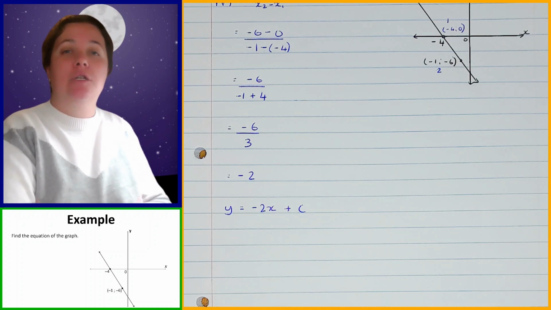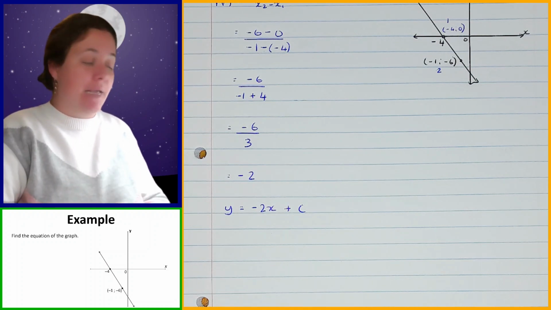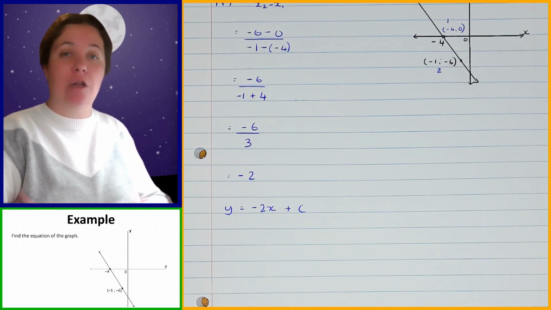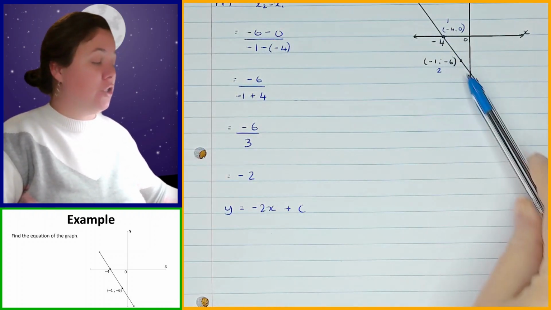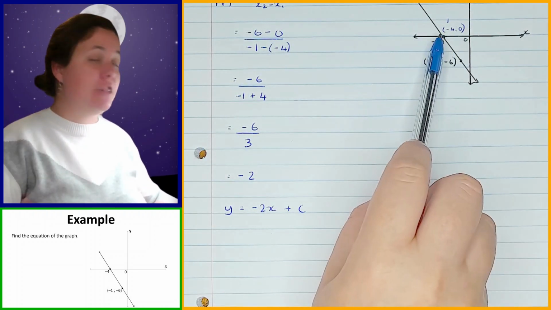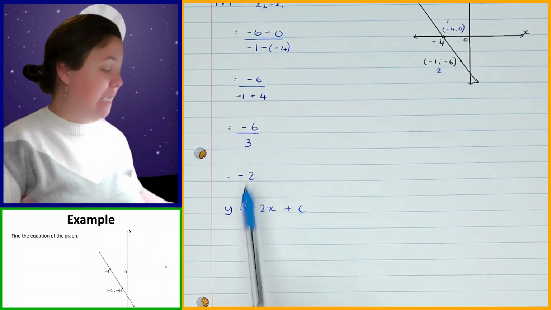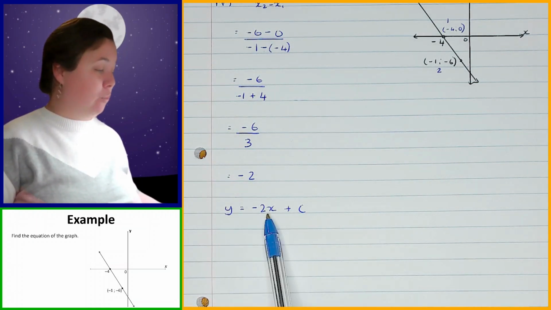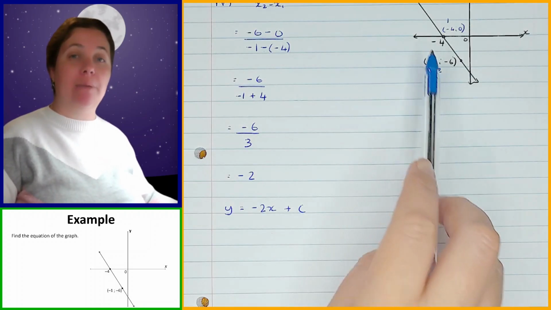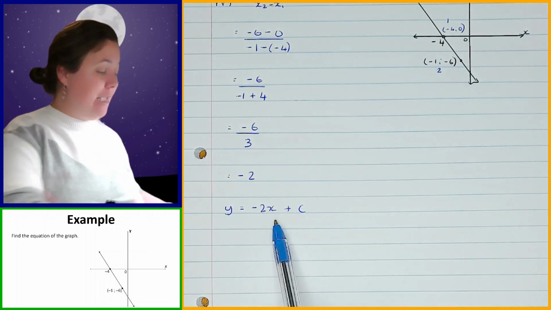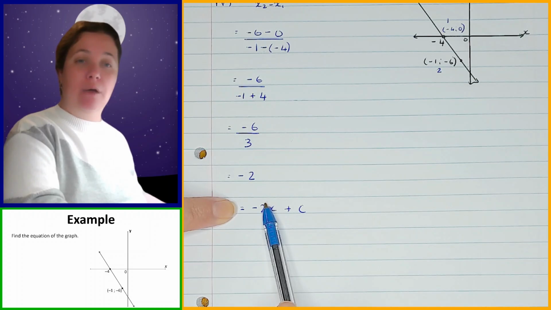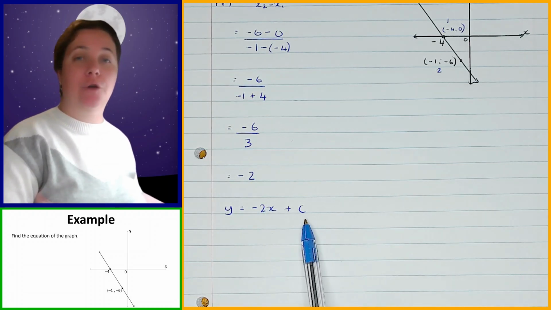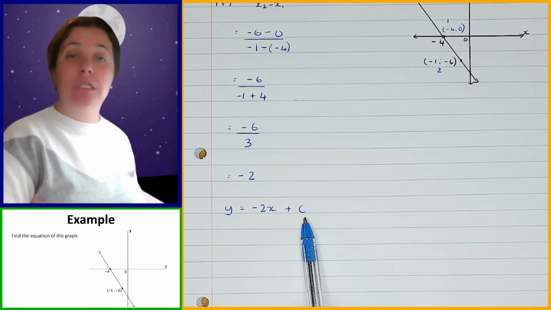As long as I stick to an ordered pair, so as long as I use an x value and a y value of a point that is on this line, I can take that point's x and y values and put them into this equation. I can replace the x and y with the x and y values of a point on the line, and then I'll only have one unknown left, which is that c. Then I can go and solve for c.